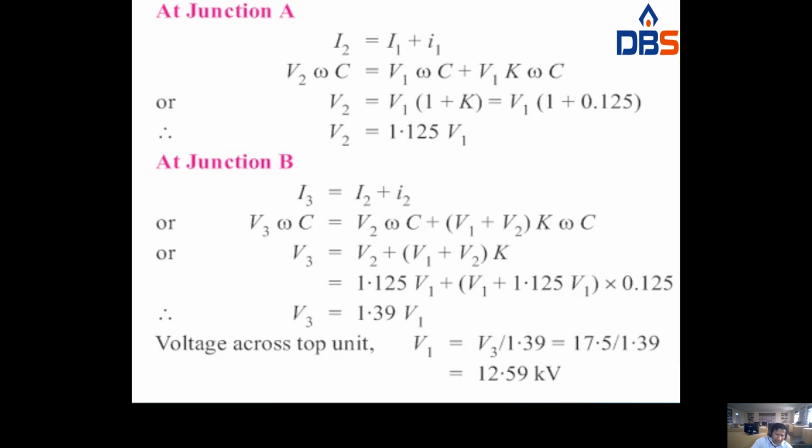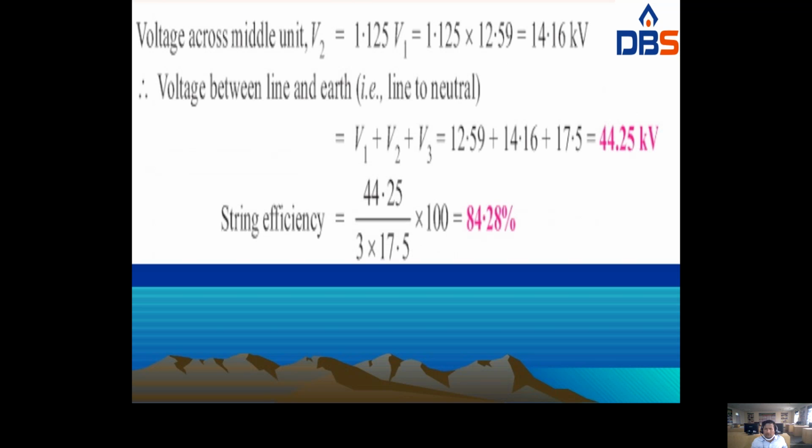So we don't know the V1 value, but we know the V3 value. So V1 is equal to V3 by 1.39, that is 17.5 by 1.39. So 12.59 kV. So whenever I determine the V1, V2 is equal to 1.125 V1, 1.125 into 12.59, that is 14.16 kV.